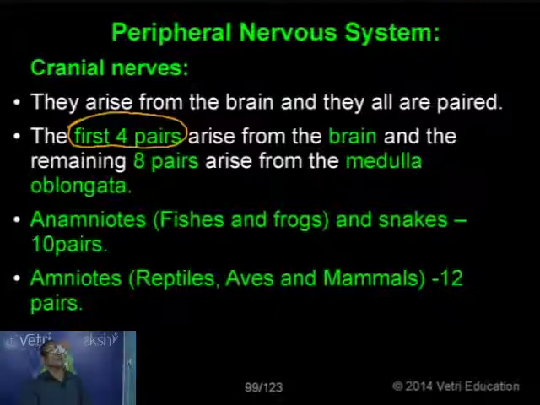Now, in the case of anamniotes, for example fishes and amphibians, we have 10 pairs of cranial nerves. So also in the case of reptilian forms, exclusively in snakes. Snake is an example of a reptilian form. Normally, in reptiles we have 12 pairs of cranial nerves, but in snakes we have only 10 pairs, as in fishes and amphibians. In amniotes, the group which includes reptiles, birds and mammals, excluding snakes, we have 12 pairs of cranial nerves.